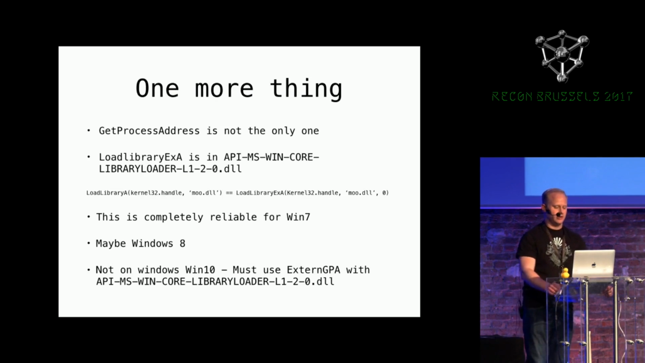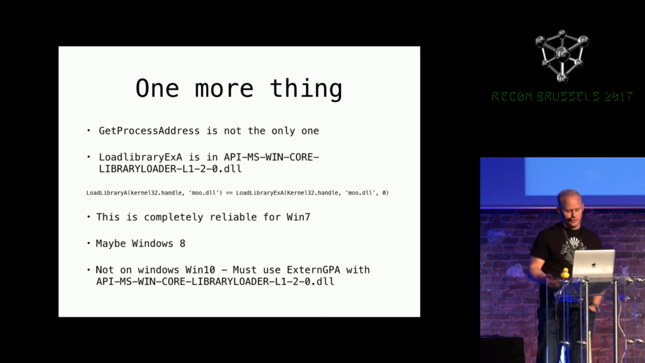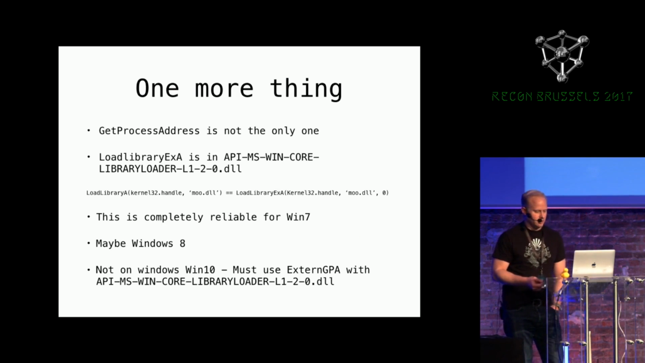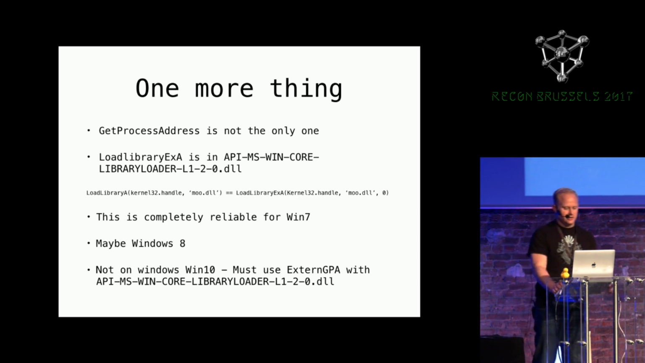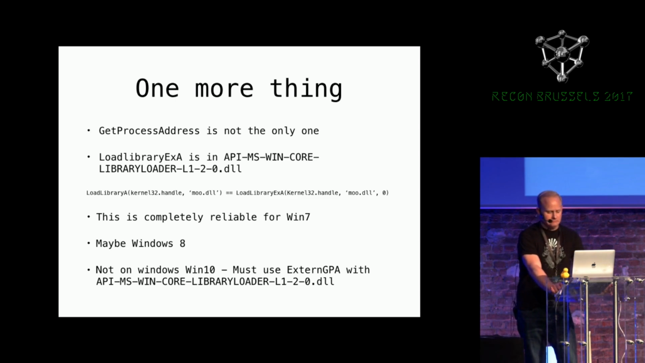And by the way, GetProcAddress is not the only one, because within the library loader DLL, there's also LoadLibraryEx, or extended. I think that means extended, ExA. They're basically the same. LoadLibraryA is LoadLibraryExA with a 0 as the third flag. So when you call LoadLibraryA, that's what's being handled. And this is completely reliable on Windows 7.